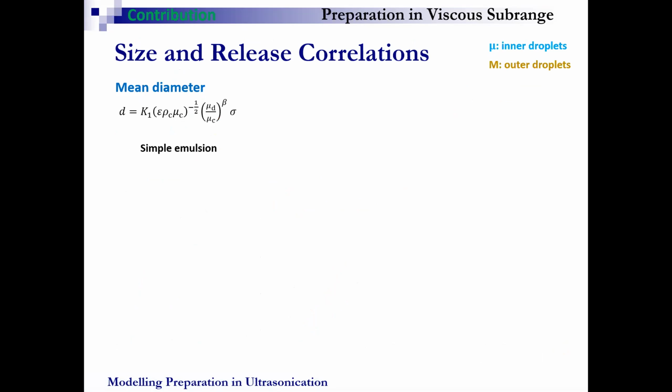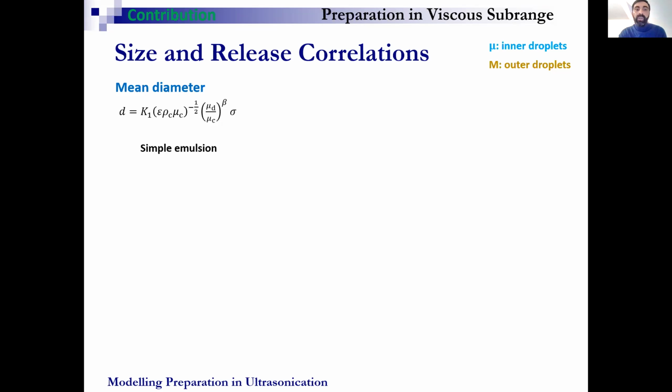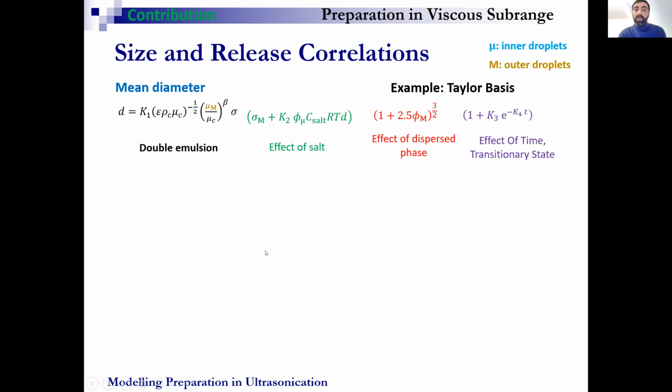In the second step, we decided to study the preparation in the viscous subrange. To do so, we prepared our double emulsion using ultrasound for both steps. In order to study the change in the size and release, we decided to use mean diameter correlations. We started with the available correlations, which were theoretically developed for simple emulsions, and we adapted this correlation for double emulsion by adopting important properties like viscosity and also adding the necessary phenomena.